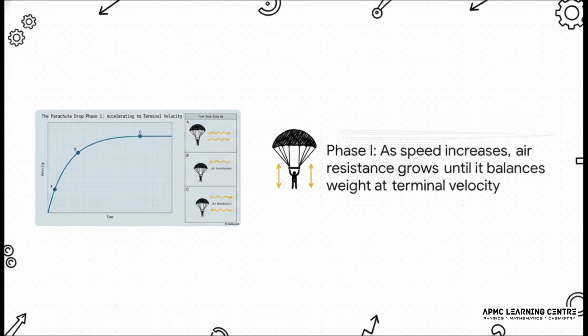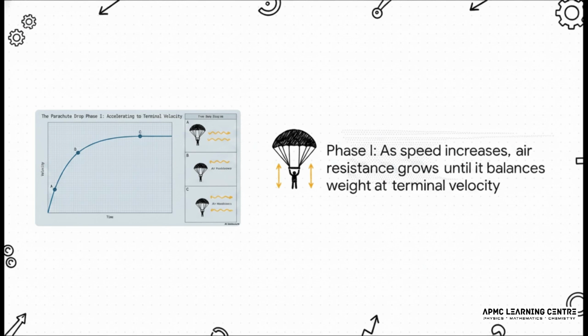This graph just nails the first phase of a skydive. Let's walk through it. At point A, you've just jumped out of the plane. Your speed is low, so air resistance is tiny, and you accelerate like a rock. But as your speed picks up, so does that upward push from air resistance, which you can see at point B. This starts to cancel out some of gravity's pull, so your acceleration actually starts to slow down.